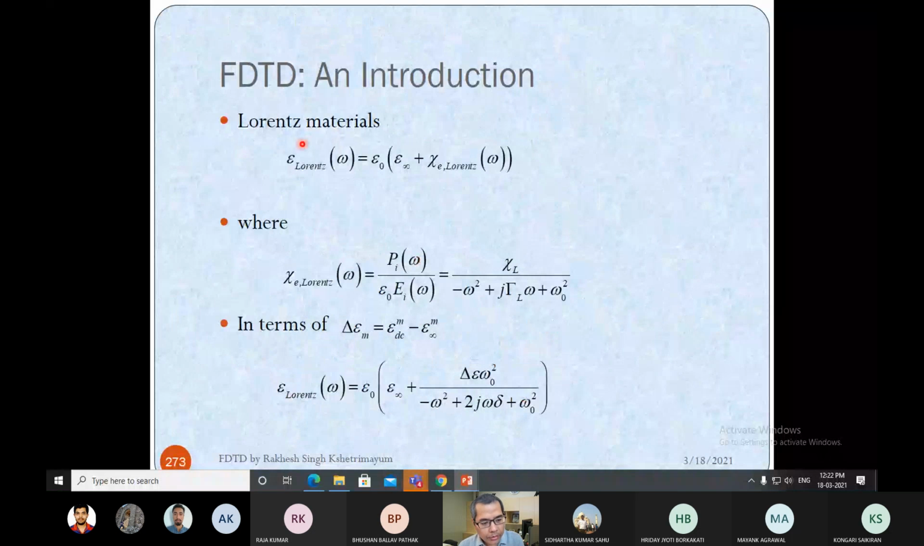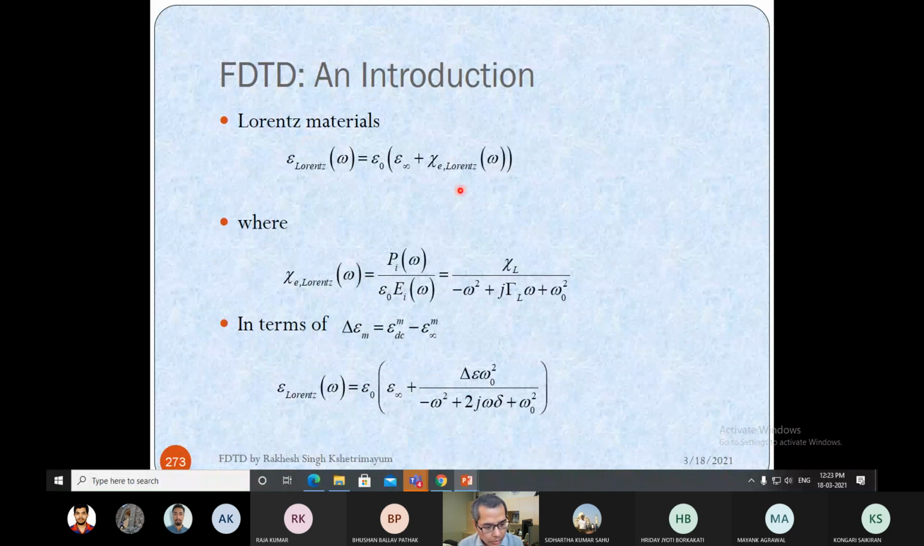Let's go to another material, which is a more generalized material, called Lorentz material. Lorentz materials are widely used for modeling any kind of materials. It can model especially dielectrics. Drude can model metals, and if you combine Lorentz and Drude or Lorentz and Debye, you can model any kind of material, including dielectrics and metals.